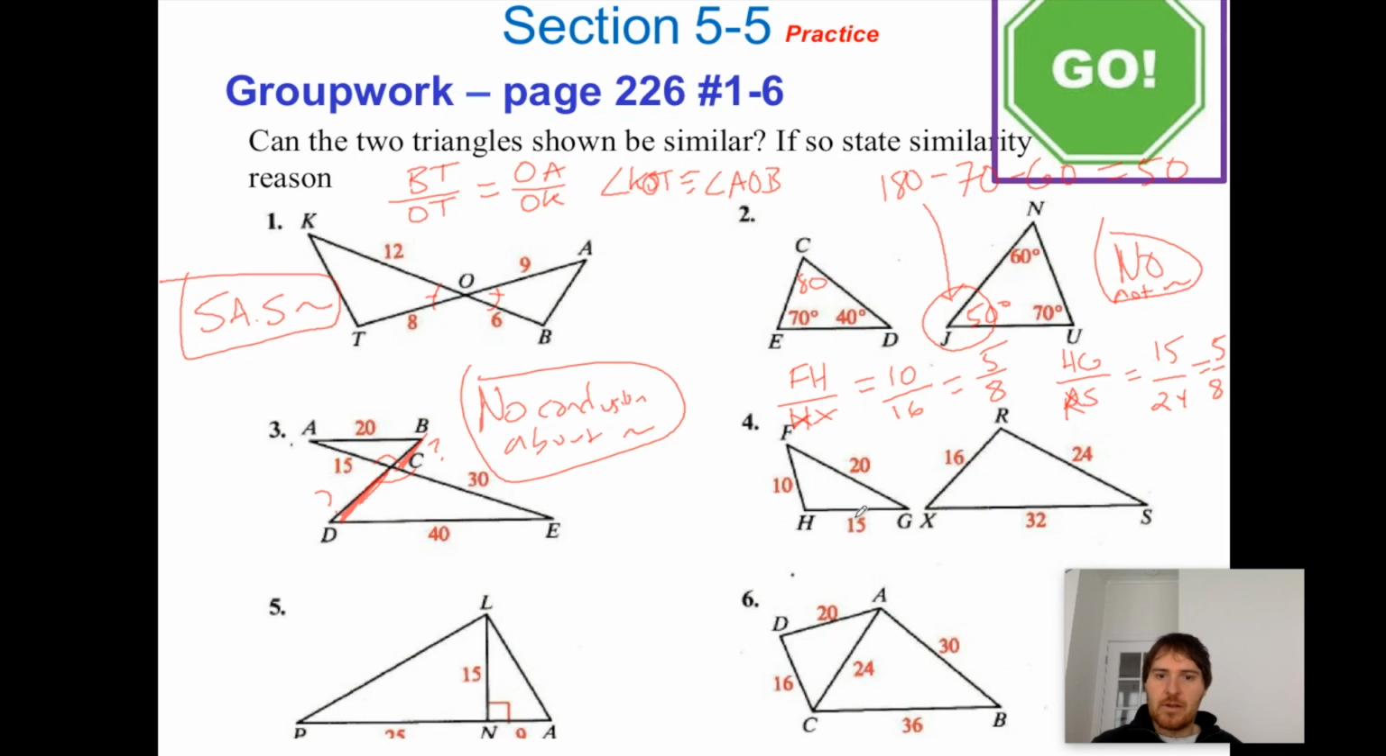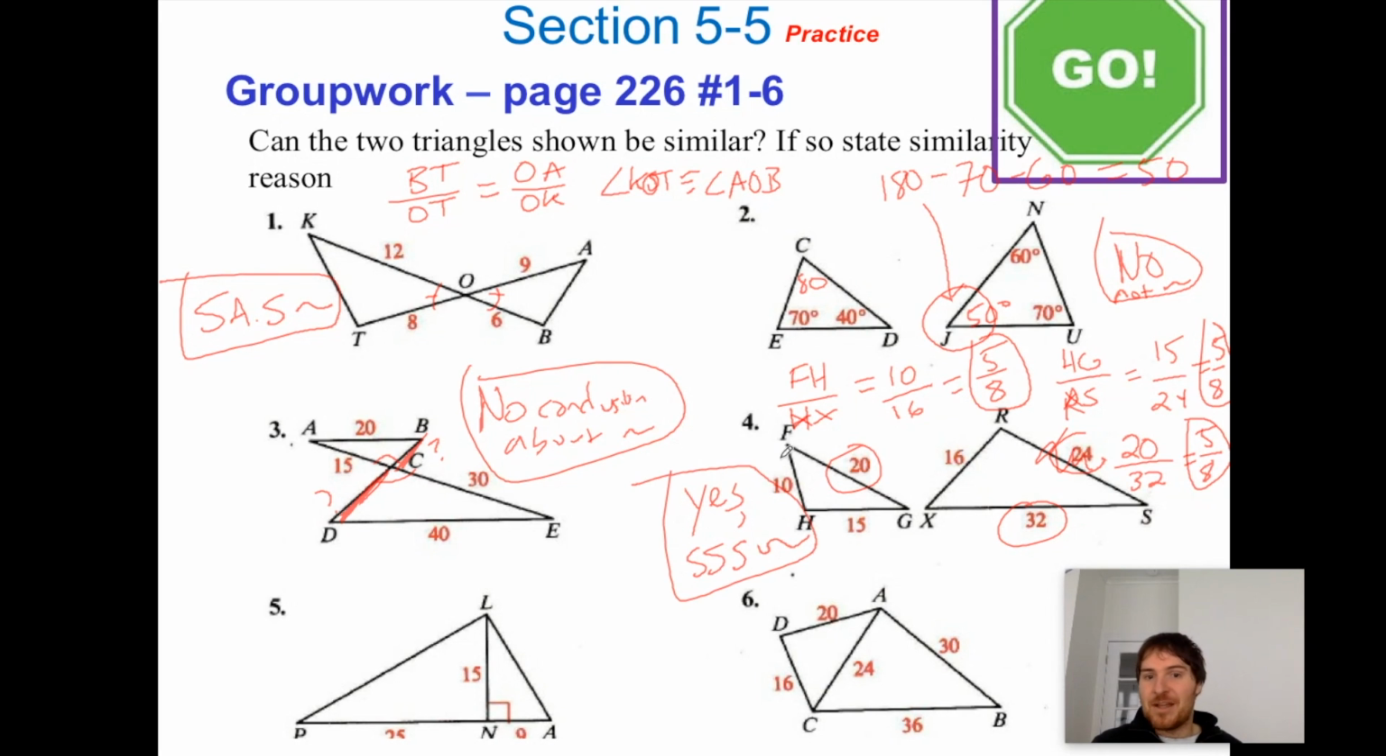So let's check this one out here. So I'll grab this 20 and 24. Oh, no. 20 and 32, largest to largest here. Those are both divisible by 4. And yeah, it's going to work out here because 32 divided by 4 is 8, and 20 divided by 4 is 5. Okay, so we have this. They all are in a 5:8 ratio. Okay, so this is going to be yes, and by the SSS similarity theorem. Okay, SSS similarity theorem. That's for number 4.